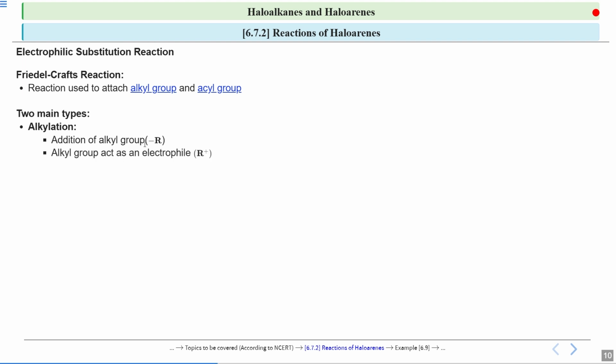So the alkyl group acts as an electrophile here. R positive, that means the alkyl group, acts as an electrophile and is going to attack the haloarene. So we are talking about the first type of Friedel-Crafts reaction, alkylation, where the addition of an alkyl group happens on the haloarenes, and the electrophile is the alkyl group R positive. You can see we have chlorobenzene reacting with chloromethane, CH3Cl, in the presence of anhydrous AlCl3, and you get a mixture of products.